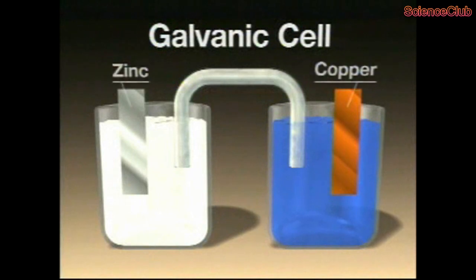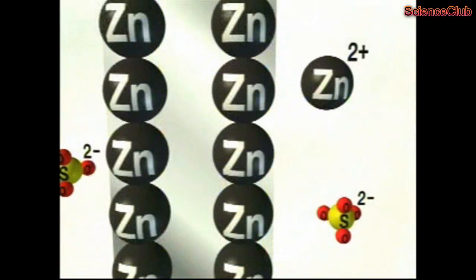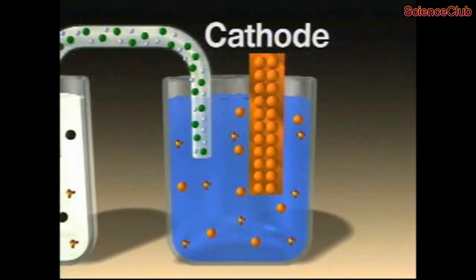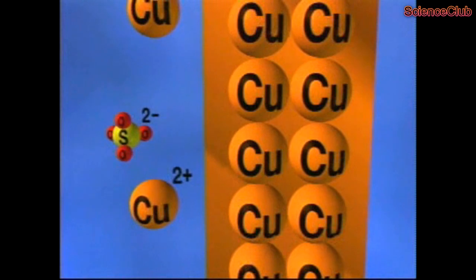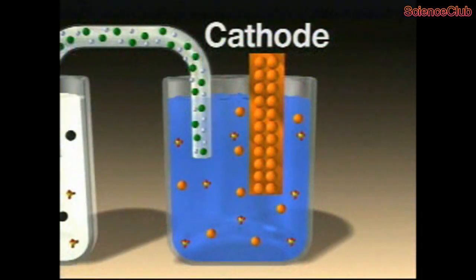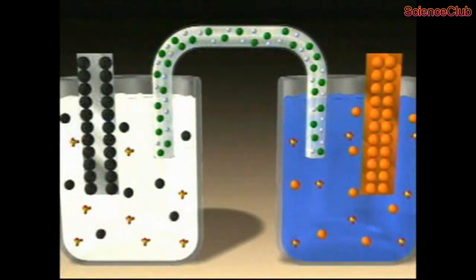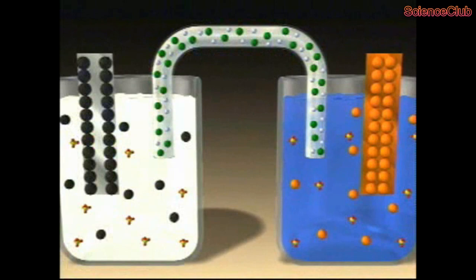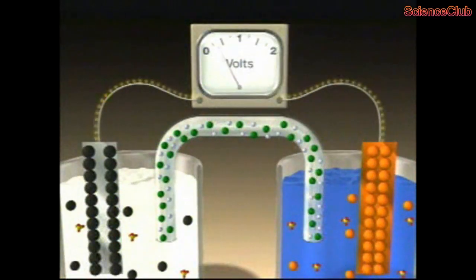A useful galvanic cell can be constructed by using zinc and copper. The anode is a zinc bar placed into a zinc sulfate solution, and the cathode is a copper bar placed into a copper-2 sulfate solution. The two solutions are connected by a porous sodium chloride salt bridge that prevents the two solutions from mixing but allows ions to migrate. Attaching a voltmeter to the cell shows that electrons flow from zinc to copper.